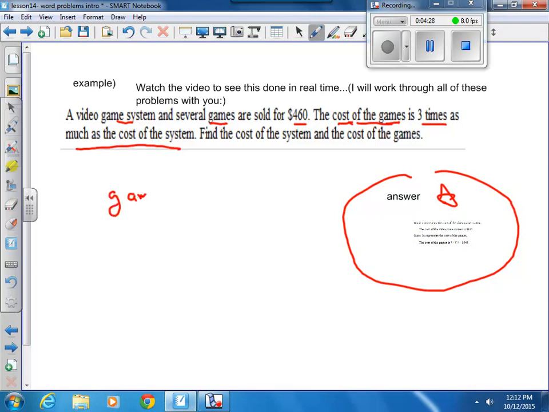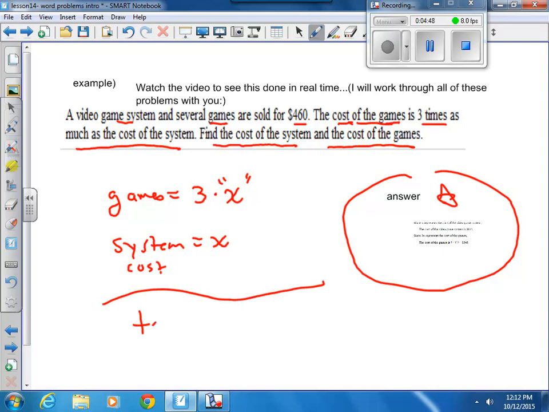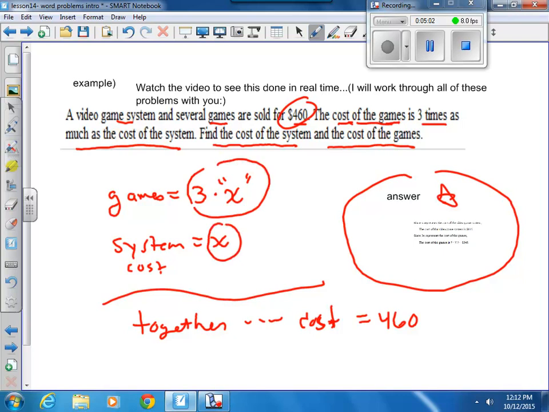So let's just lay that out. Games, 3 times as much as the system cost, but the system is going to be X. Something has to be X. So we lay that out. Find the cost of the system and the cost of the games. Well, keyword together. Together is a keyword for adding. Together, the grand cost is 460, right? So that means that this expression, the games plus the system, have to make 460. Okay, so 3x plus x has to equal 460.